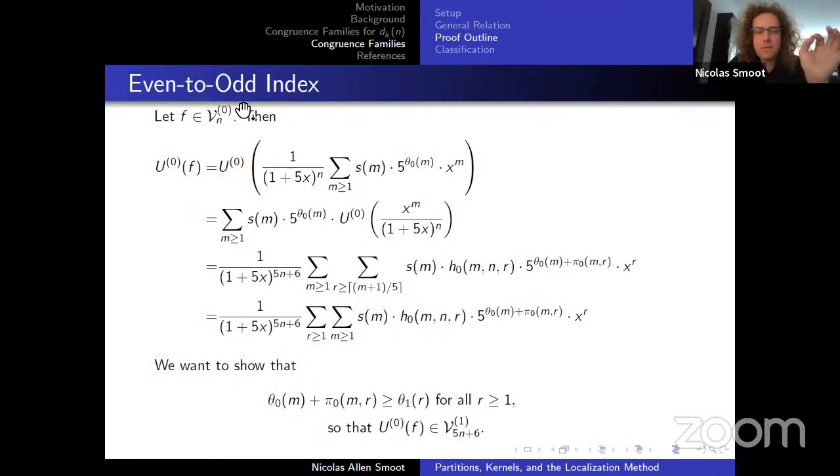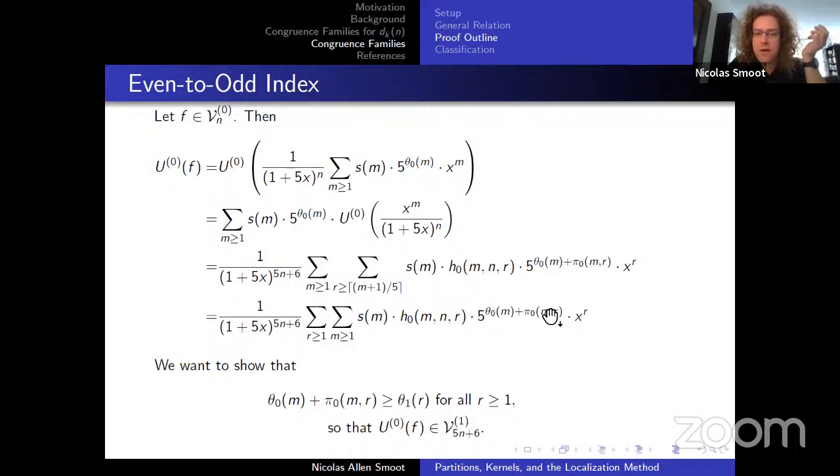Then if f is in V_n^0, that means it has this form here. It's this rational polynomial. It's 5 to the theta 0, and that tells you it's in V_n^0. And I apply the U0 operator to it. U0 is linear, and this is a finite sum, so I can just take it inside. I can pull out the power of 5. And then I have that general relation for how the U_i's affect rational polynomials, and I can expand all that out, and I can reorganize everything. And the big deal is I want this to be in V_{5n+6}^1. The 5n plus 6 comes from the way this U operator works. You don't have to worry about that.